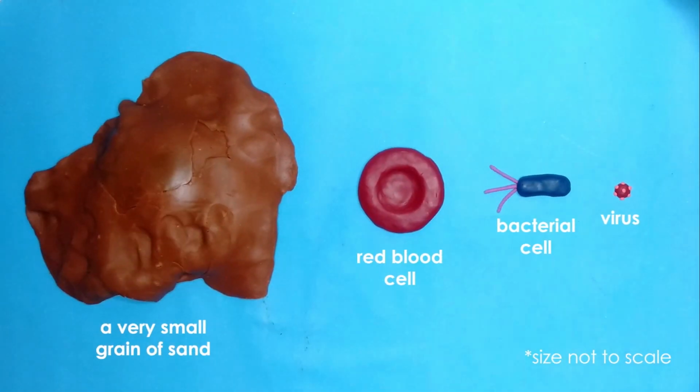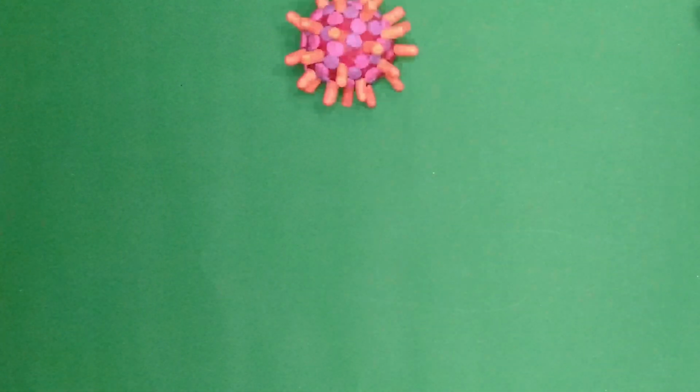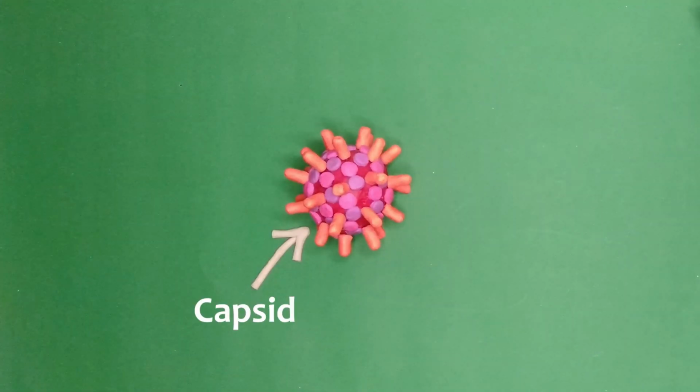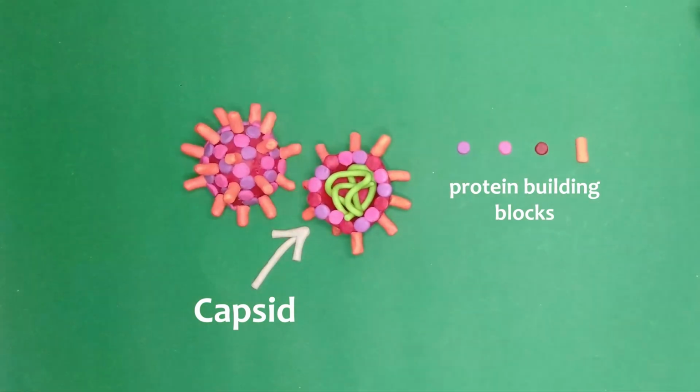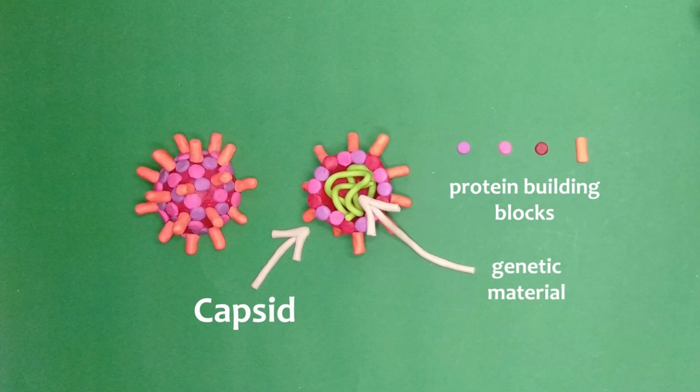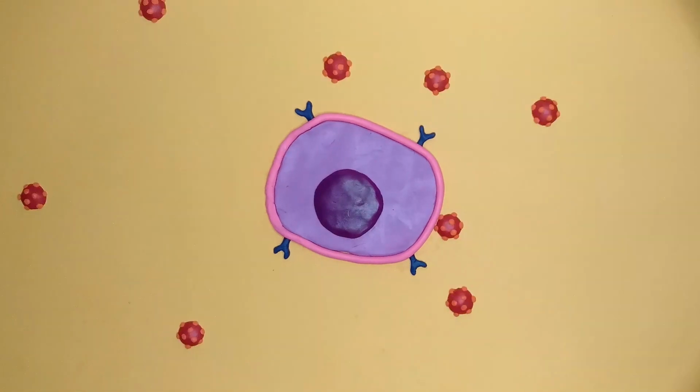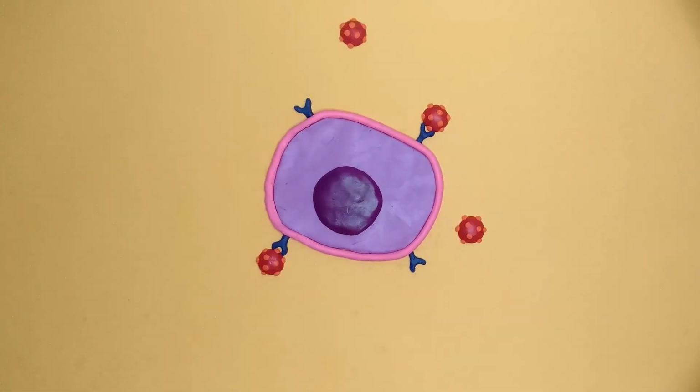Viruses are very small parasites. A virus consists of a capsule called a capsid that is made from a few protein building blocks. The capsid has two functions. One, it protects the genetic material inside, and two, it helps the virus attach to the receptor on the cells.